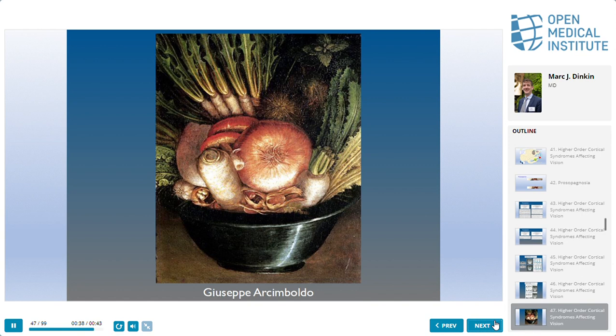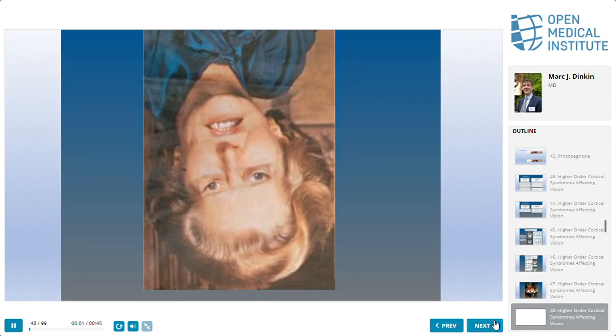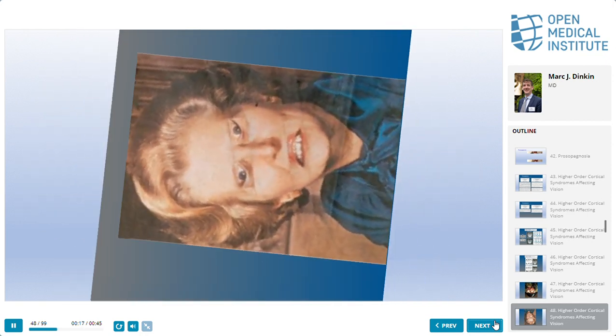Here's another illusion based on this. Anyone know who this is? Wow, you guys are good. Margaret Thatcher. Anyone watch The Crown? Yeah, it's Margaret Thatcher, okay? So, Prime Minister of England from the 1980s. And it looks like an okay picture when it's upside down, but watch this. When it's right side up, it's like, whoa, there's something really messed up about this picture.